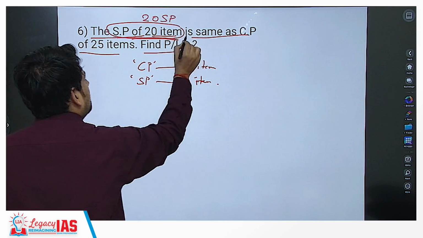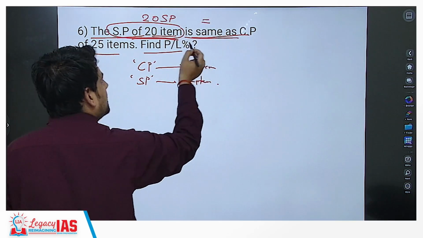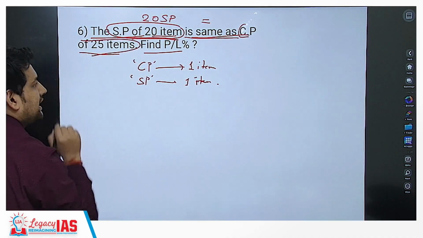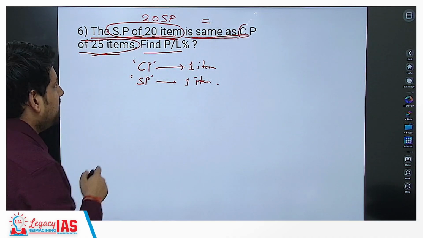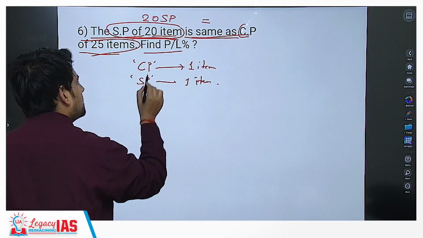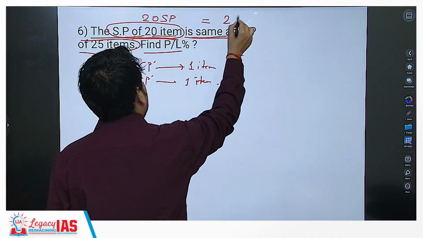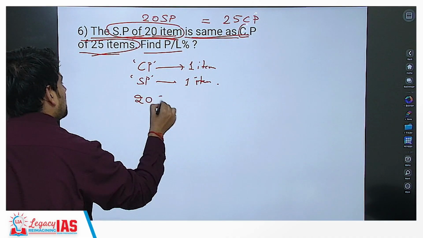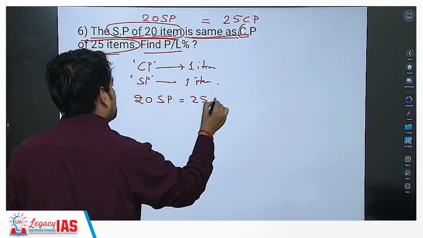Now, "is the same as" means what? It means equal to the cost price of 25 items. Now if one costs CP, 25 will cost 25 CP. So you already got the equation. So this becomes 20 SP is equal to 25 CP.